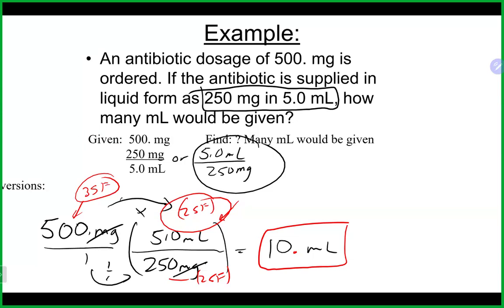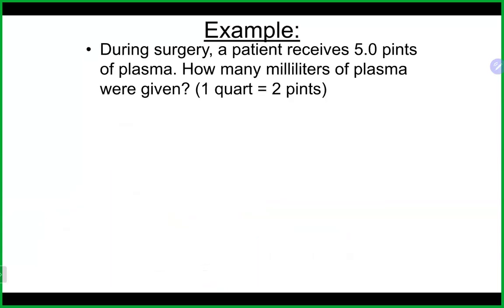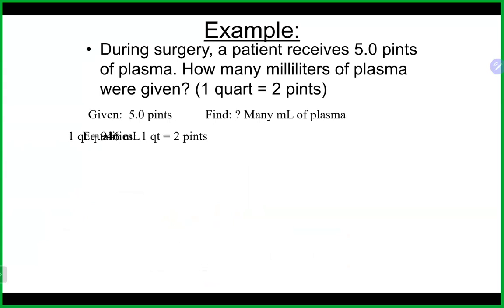All right, let's try a couple more here, perhaps. During surgery, a patient receives 5 pints of plasma. How many milliliters were they given? So take a moment there, see what you come up with, set it up, dimensional analysis, use some conversion factors. Okay, so let's take a look here again.